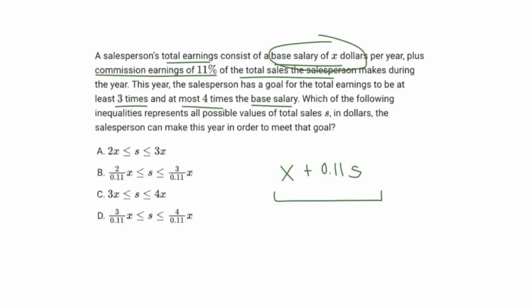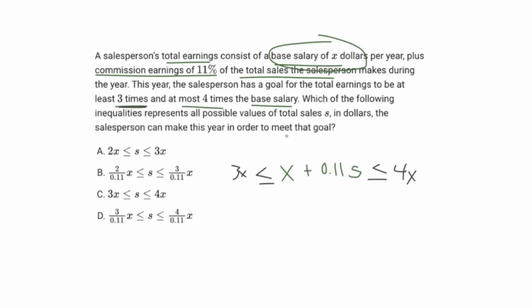So I'm actually just going to erase this and write our inequality. So we know that has to be at least 3 times the base salary. So 3x is less than or equal to our total earnings, and at most 4 times the base salary. That's going to be less than or equal to 4x.